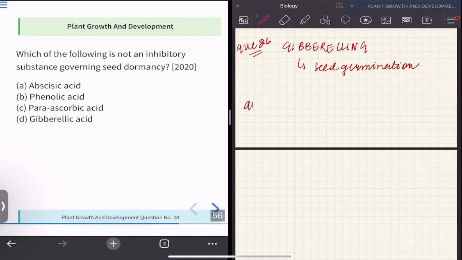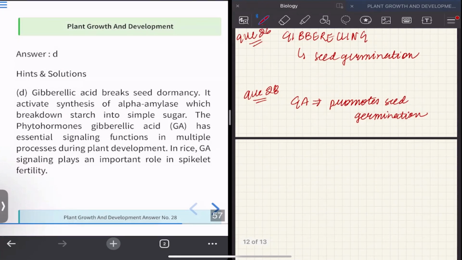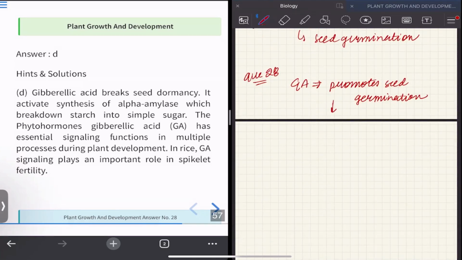So question number 28, we have gibberellic acid, which promotes seed germination. Okay, moving on. They have told it right here that gibberellic acid actually breaks seed dormancy. It activates the synthesis of what? Alpha amylase. So gibberellic acid increases the function of alpha amylase, which breaks down starch into sugar.